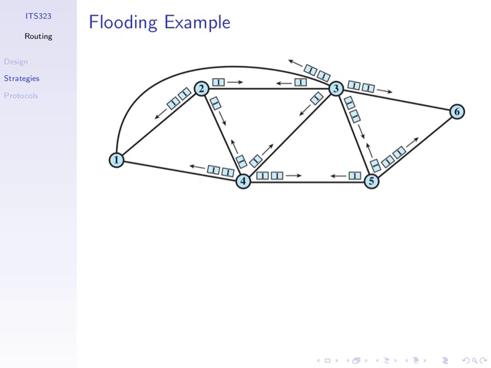So in this modified version, now when node 4 receives a packet with the same sequence number that it's received before, it does not send again. It discards that packet. So that's different from this example. 2 sends to 4 a packet with sequence number 1. 4 has some record of packets already received and forwarded.